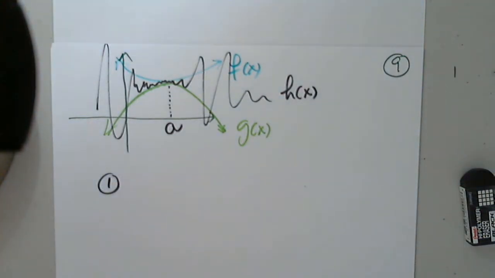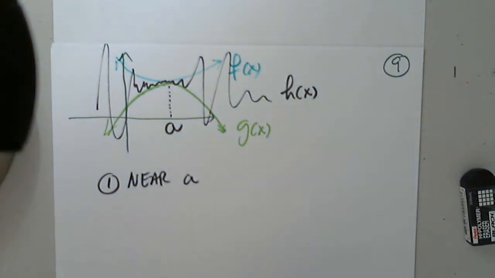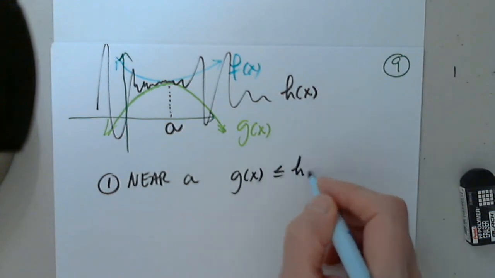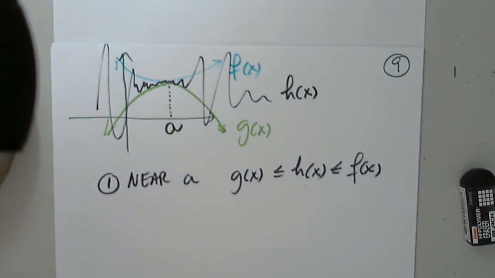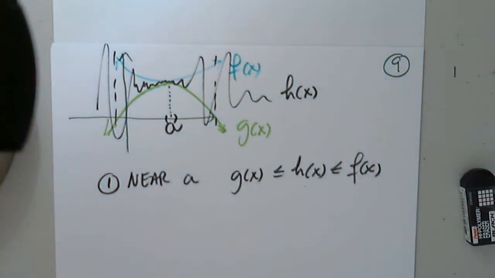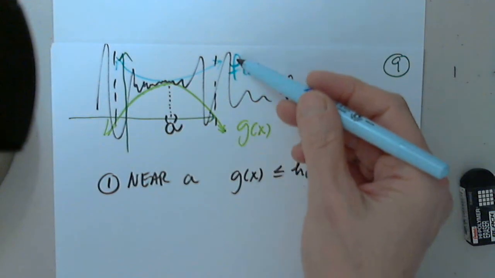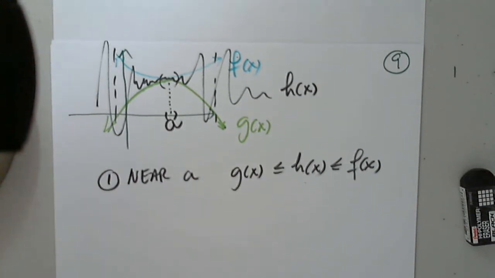Step number 1. Can I say that near a, g of x is less than or equal to h of x is less than or equal to f of x? Would you agree with this? I'm not talking about here. I'm not talking about here. I'm talking about near a. Can I say that function h is sandwiched between g of x and f of x near a? Yes. Perfect.